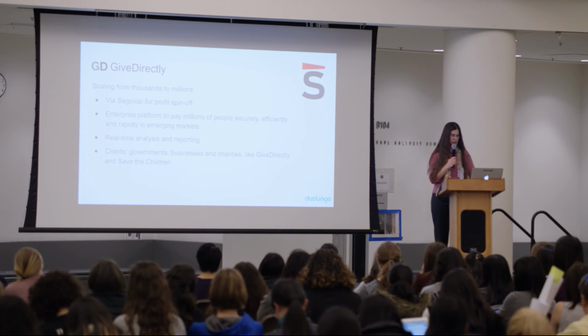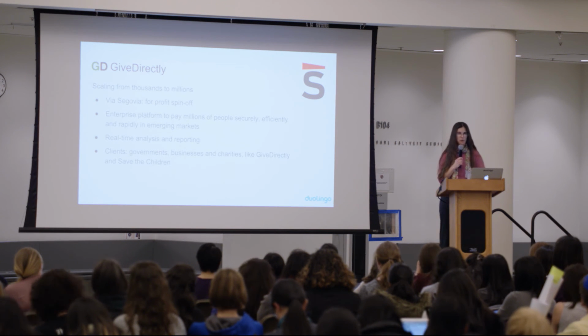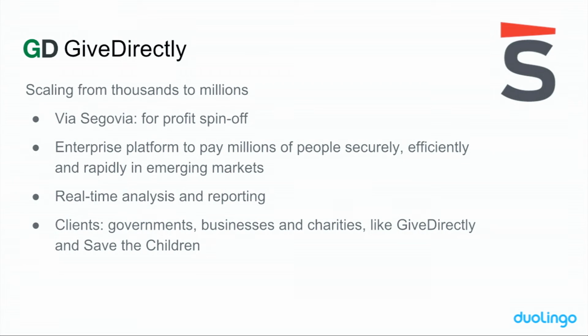GiveDirectly's next step is that they want to scale from thousands of people to millions of people. Now, they're not really set up for this. They're a nonprofit. They're able to give money directly to thousands of people, but not to millions of people. They were actually tracking all of this in spreadsheets.